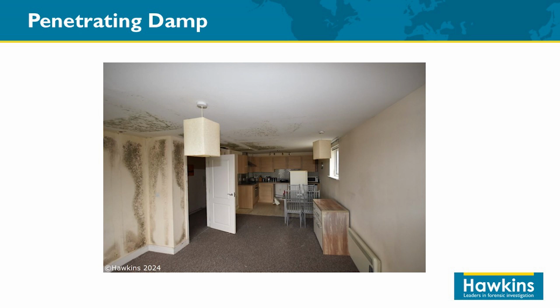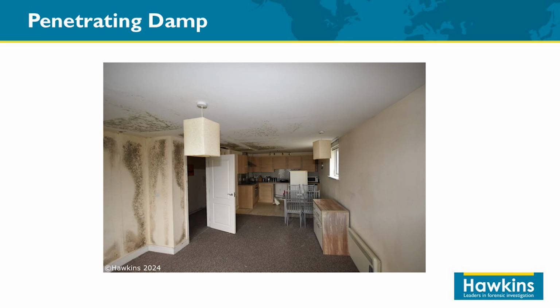Have a look at some of the causes of mould. So moving on, this is a property where there was a penetrating damp issue. There was a roof leak. Water came in through the roof, went into this apartment. The way to tell this is a penetrating damp issue and not a condensation issue is this is on the internal wall, whereas on the external wall, the window, there is no mould there.